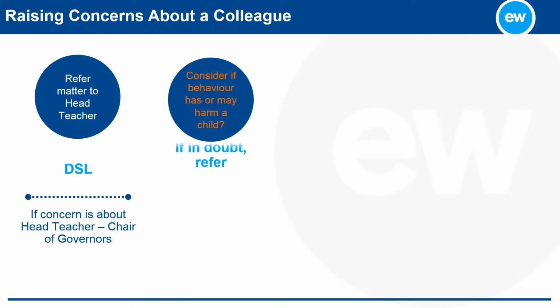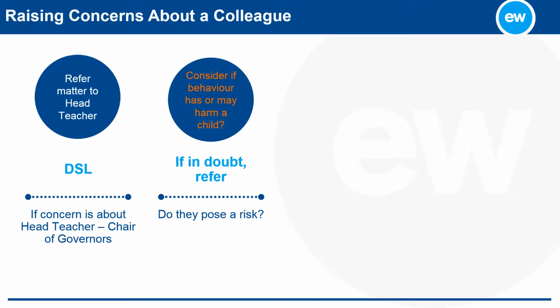The question to consider is what harm has resulted or may result in that child being subjected to that particular behaviour. If in doubt, if you're not sure that it is a safeguarding concern, then make sure that you err on the side of caution and refer to LADO.